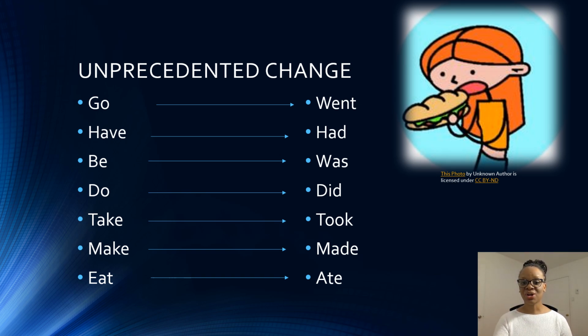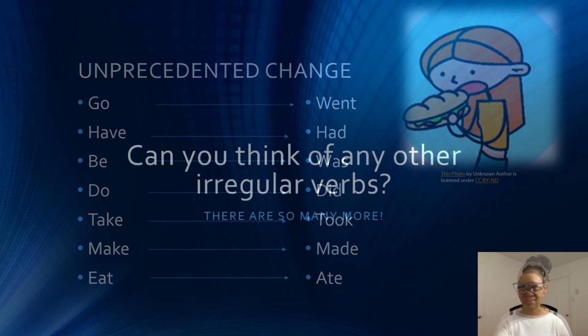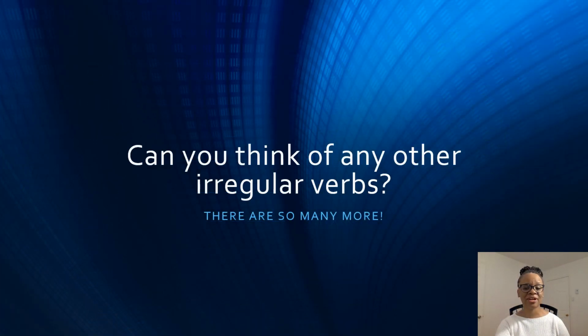For example, go becomes went, have becomes had, be becomes was, do becomes did, take becomes took, make becomes made, and eat becomes ate. Can you think of any other irregular verbs? There are so many. See, the past tense is saw. Buy, the past tense is bought. Think, the past tense is thought. And teach, the past tense is taught.